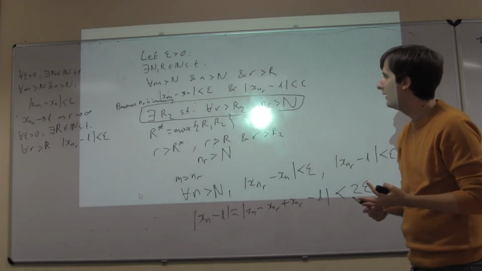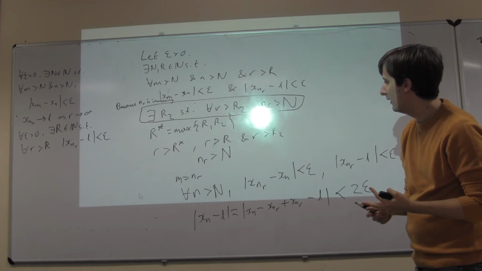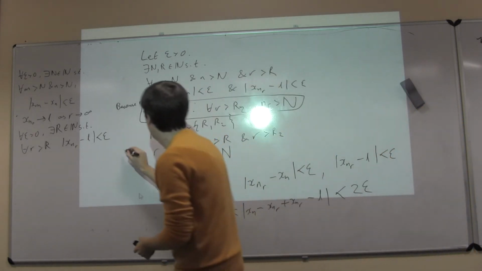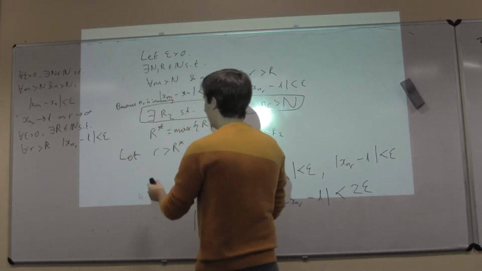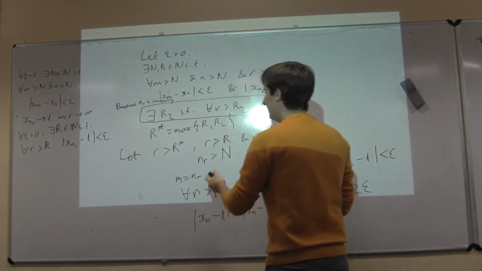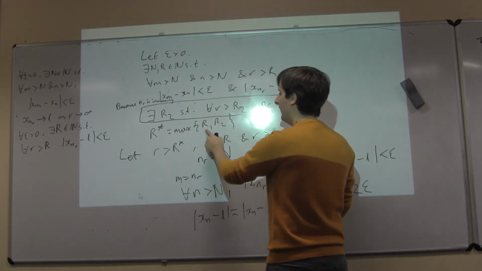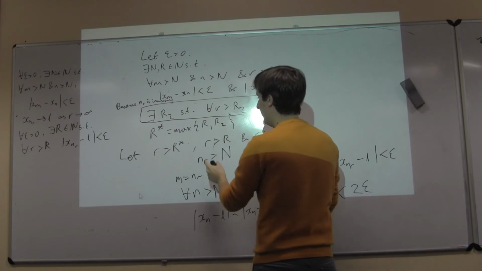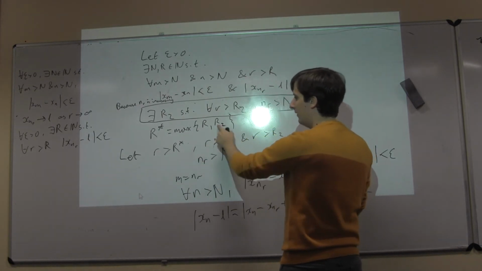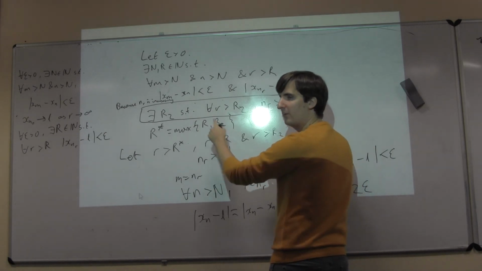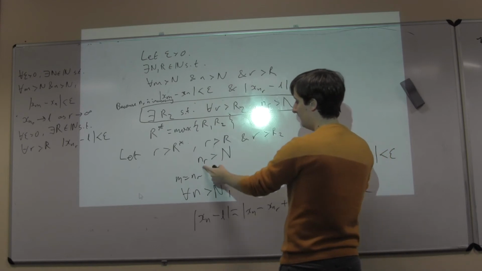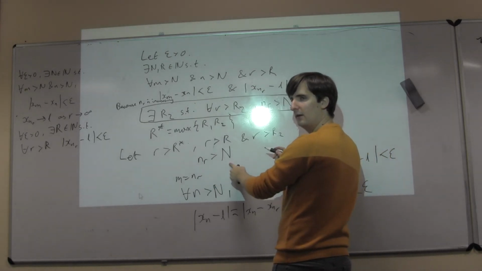So why do you write it again, n_r larger than N? Is that a statement? Okay, so suppose we have some r bigger than R star. Then because R star is the maximum of capital R and R2, we know that r is bigger than capital R, and we know that r is bigger than R2, just by definition of a maximum. Because r is bigger than R2, then n_r is bigger than N.